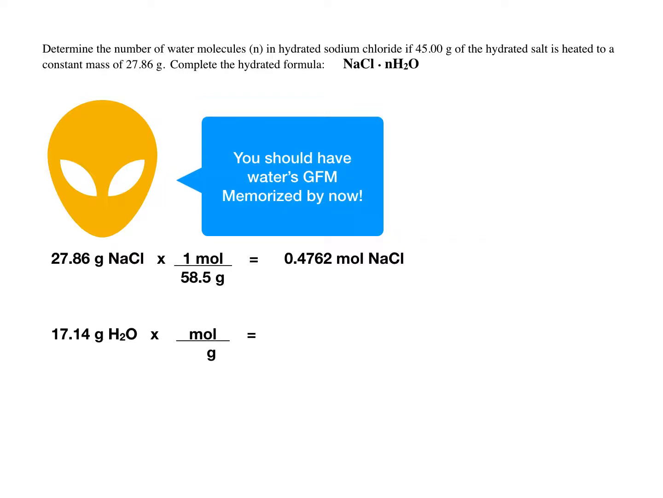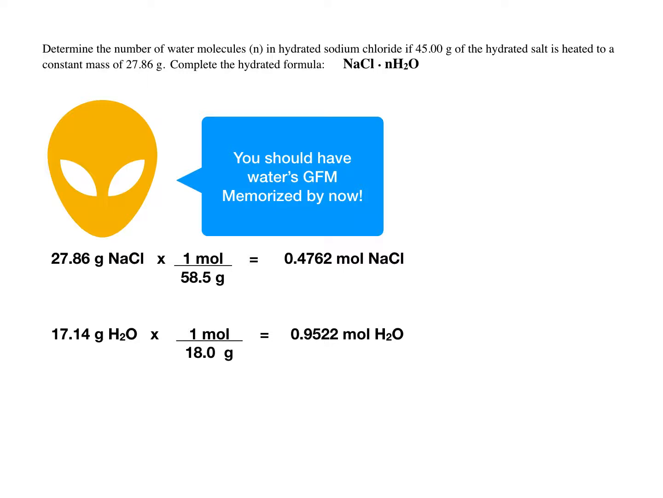You need to know water's GFM. I asked you to memorize it, so you should be able to easily put it right in. So here we go. 17.14 grams of H2O times 1 mole divided by 18.0 grams. Grams reduced to 1. We're left with the unit of mole, and we have 0.9522 moles of water. Notice I tried to maintain sig figs. 4 sig figs in the mass of water, 4 significant figures in the moles for water. So step 1 is done, converting the mass of each part into moles.